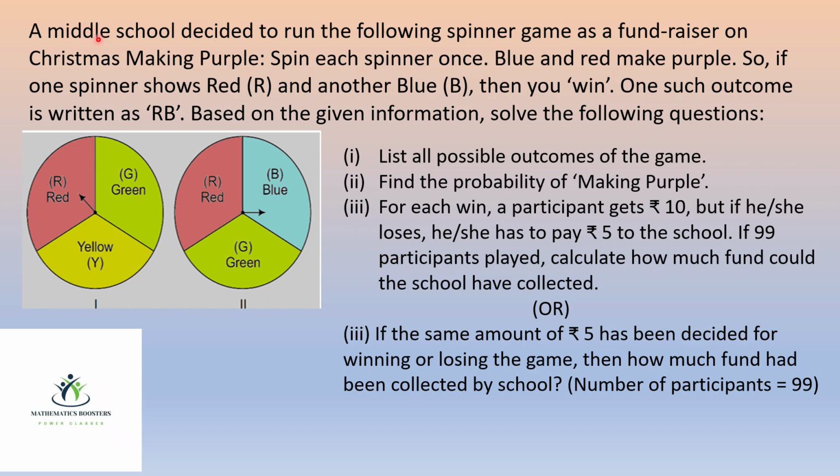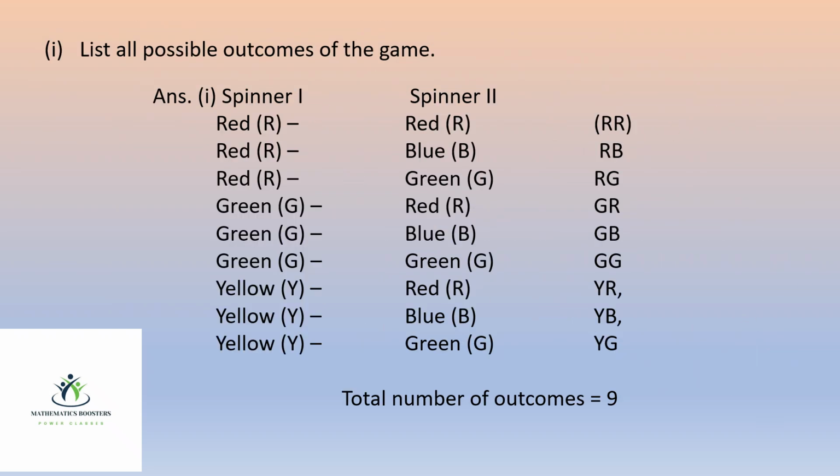Next question. A middle school decided to run the following spinner game as a fundraiser on Christmas, making purple. Spin each spinner once. There are two spinners. Blue and red make purple. ये हमारा winning strategy है. So if one spinner shows red and the other shows blue, then you win. One such outcome is written as RB. Based on the given information, solve the following questions. So let's do one by one.